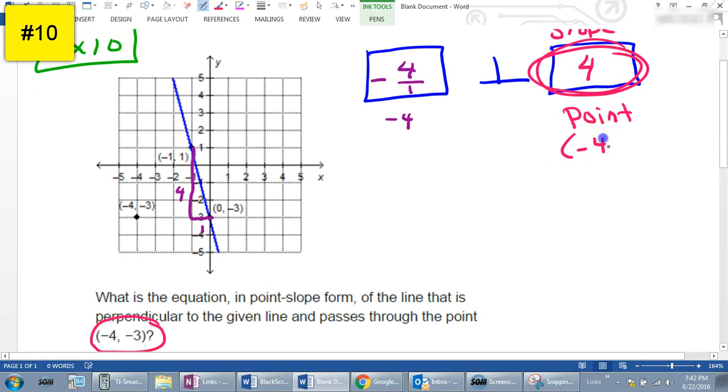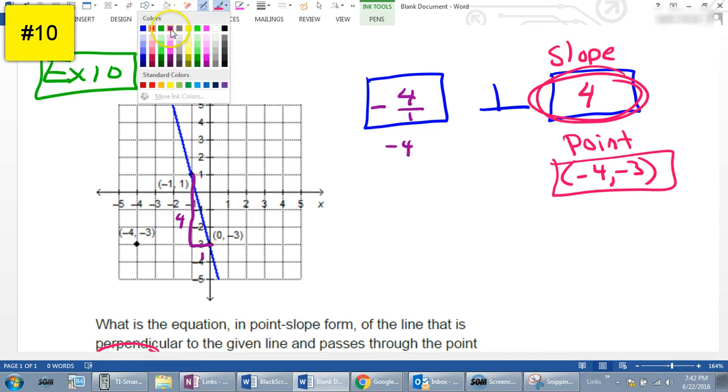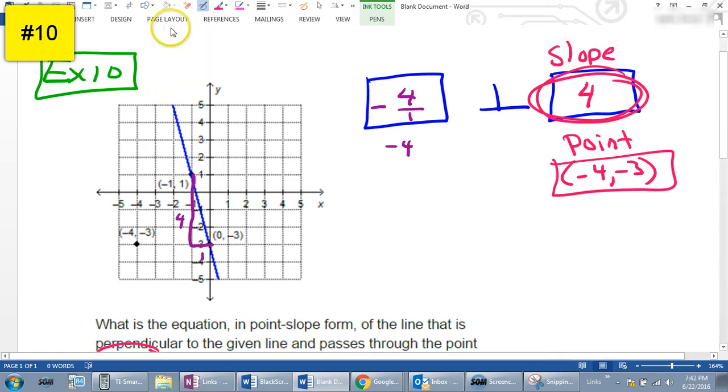Okay, negative 4, comma, negative 3. If we have the slope and we have a point, we can do point-slope form. So that's what we're going to do. Okay, point-slope form goes y minus y. It's already negative, so it's going to become positive. Is equal to the slope, which we decided was positive 4, and then x minus x. Alright, since it's already negative, when you subtract, it will become positive.